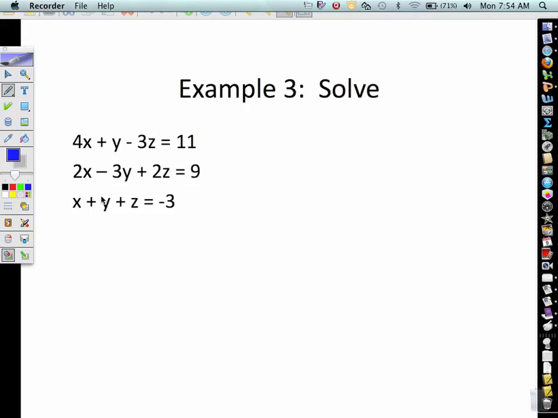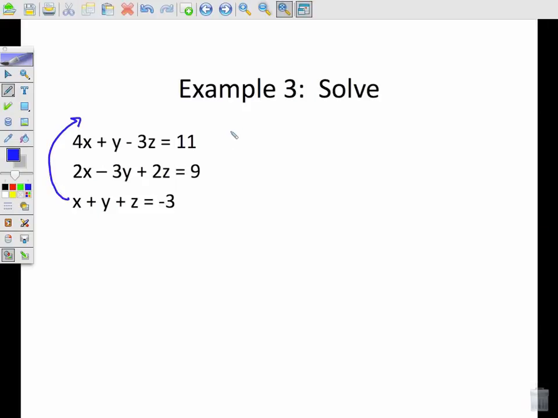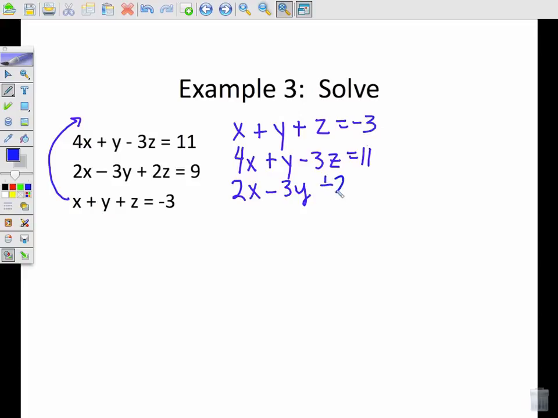All right, we're going to look at one more problem here in this video, and we're going to use our equations here, but there's one more technique I wanted to show you, and that technique is sometimes you can rearrange your equations. So I'm actually going to move this equation to the top to be x plus y plus z equals negative 3, and then just slide the other ones down. And what this is going to allow me to do is it gives me a coefficient that is easy to work with. And 2x minus 3y plus 2z equals 9.